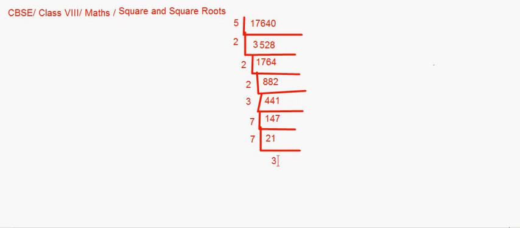Let's start pairing them. I'll be using the same color. This has got a pair. This has also got a pair. Now 3 and 3 can be paired, but then 5 and 2 don't have partners. They don't have a pair wherein we can group them with two of the similar factors. So 17640 is not a perfect square.